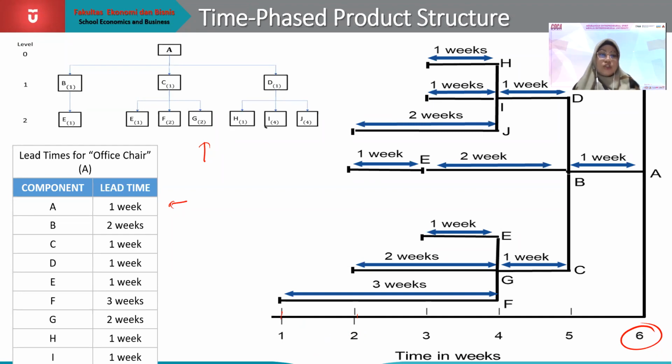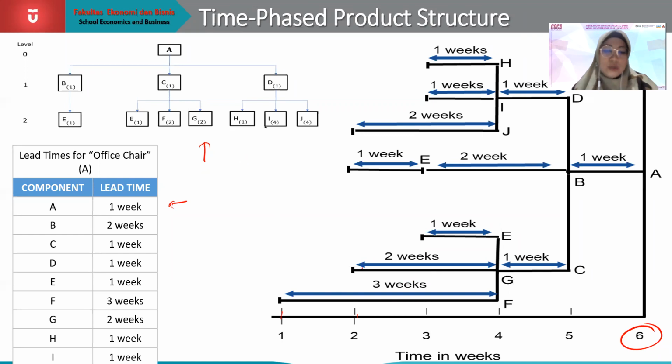The next thing you need to do is look at the product structures. Look at the lowest level, which is level number 2. In level number 2, there are some components, right? So among all these components, E, F, G, H, I, J, my tip is to choose the component that has the longest lead time. Among all of these components, component F has the longest lead time, which is 3 weeks. So let's start with component F.